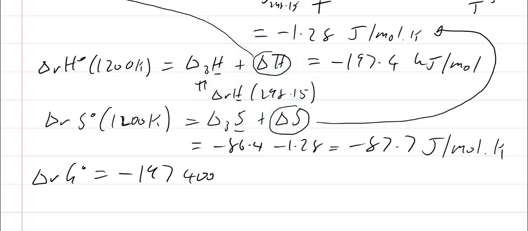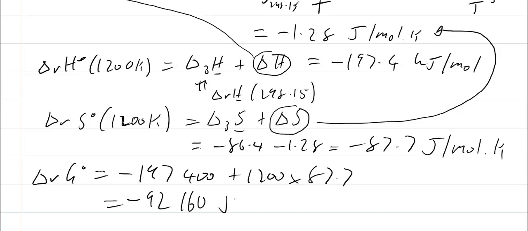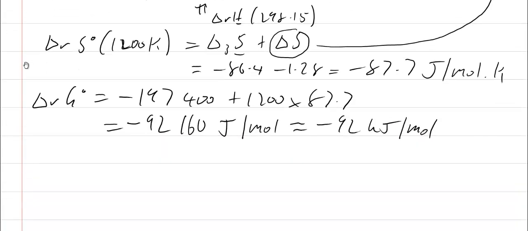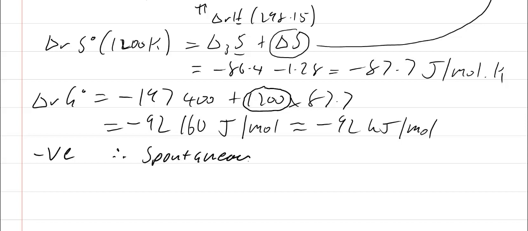So minus 197.4 kilojoules plus 1200 degrees times 87.7. What we get is about minus 92,000 joules per mole, or approximately minus 92 kilojoules per mole. So we don't get a small change, even though we have a small change in delta H and delta S, because don't forget that temperature is changing as well. Probably if we went to a high enough temperature, this Gibbs free energy of reaction would eventually become positive, and it would become non-spontaneous. But at 1200 degrees Kelvin, it's still negative, and therefore it's still spontaneous at this temperature. Thank you.